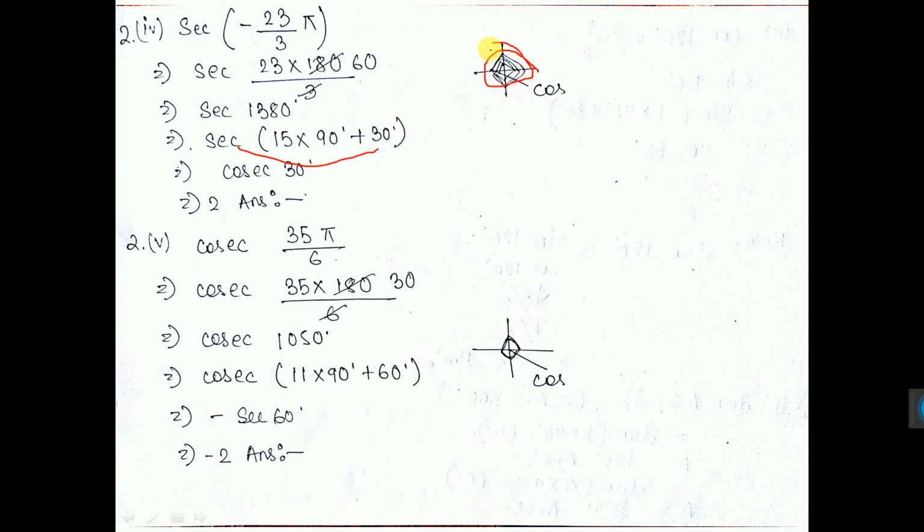15 into 90: 4, 8, 12, 13, 14, 15 into 90 plus theta. That is the fourth quadrant. All sine, tan, cos positive, sec also positive. So plus sign only. Cosec 30 value is 2. Similarly, this one also, put the value of pi and do the sum.